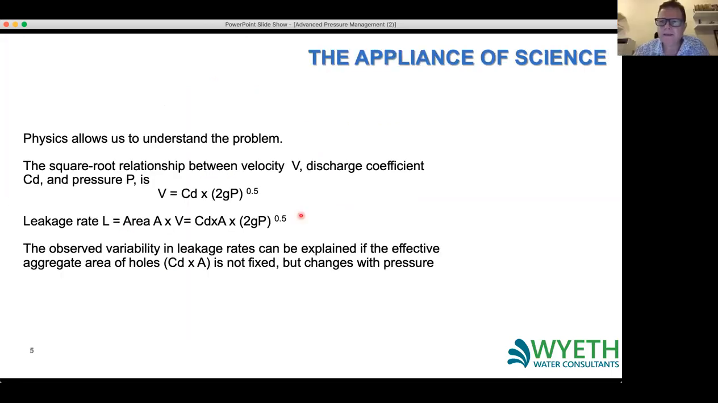So, I mean, the relationship between pressure and leakage volume is quite a simple one, and you can see the formula that we have here, and it's basically a square root relationship between velocity and pressure. So this means that if you reduce pressure by 10%, you will actually reduce your leakage volume by 10%. So it's a one-to-one relationship.